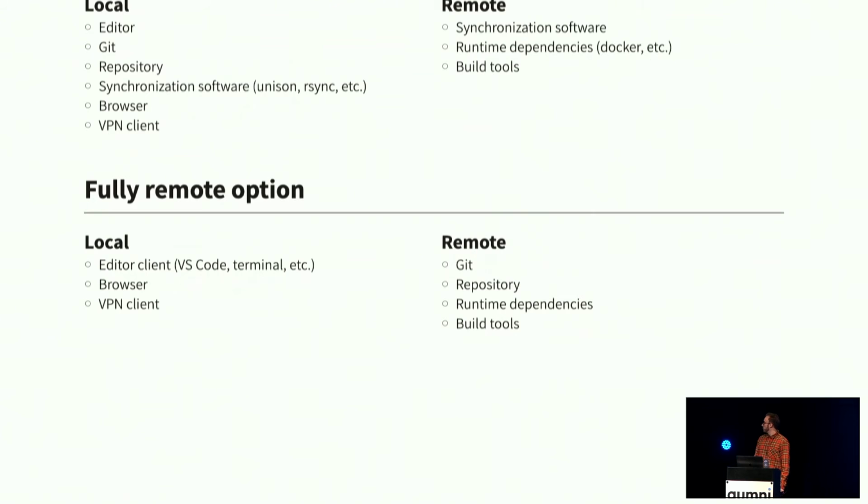On the other side of that spectrum, and this is what I use personally every day and would recommend for its simplicity and for unlocking some of the advantages we just talked about, I call it the fully remote option. The local machine, your laptop, is really quite simple, quite thin. You just have your editor client, so maybe VS Code if that's what you use, or a terminal if you like to use Vim. You have your browser, obviously, and your VPN client, and that's it. Then on your remote is where you do all of your typical things: your Git installation, your repository, dependencies, SSH keys, PGP keys, all that stuff, and your build tools and everything.